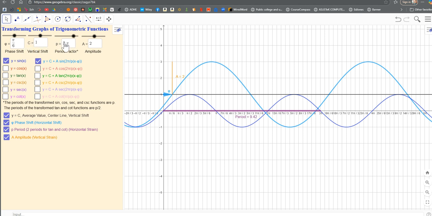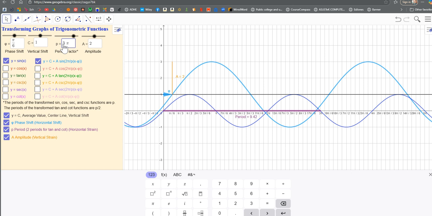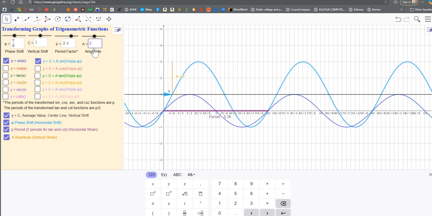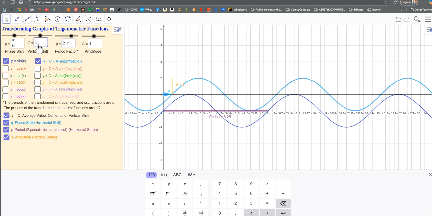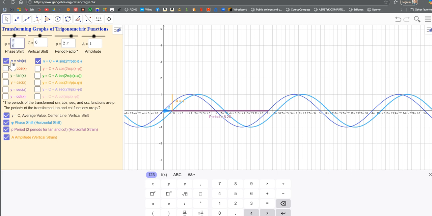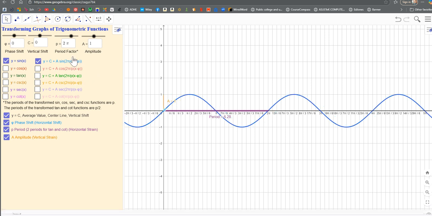So if we set this to, let me show you how these things work one at a time. If we start with an amplitude of 1, a center line of 0, a phase shift of 0, and a period of 2 pi, that is the original graph, right? It has an amplitude of 1, a period of 2 pi, no phase shift, no vertical shift. The center line is the x-axis.